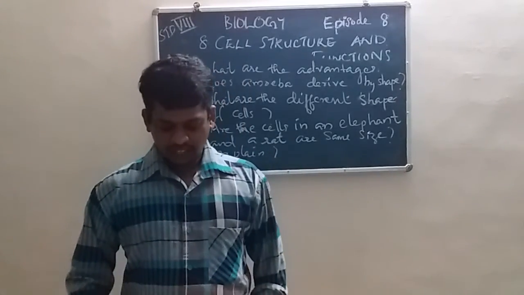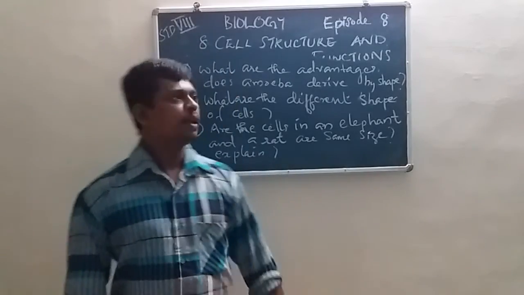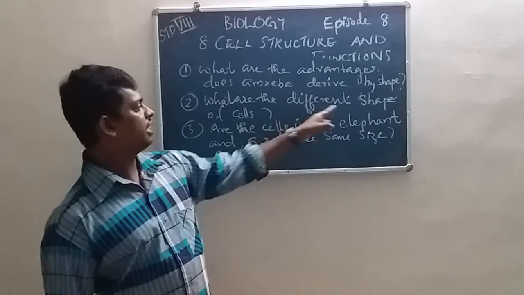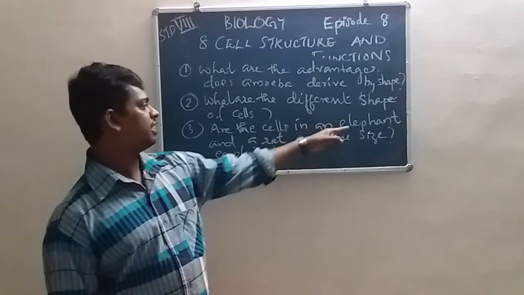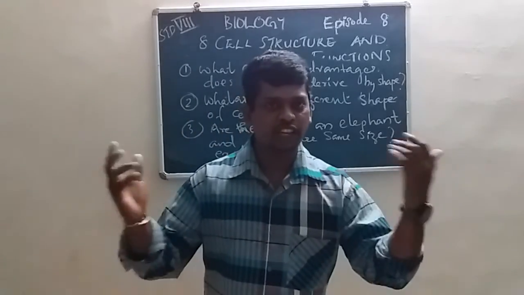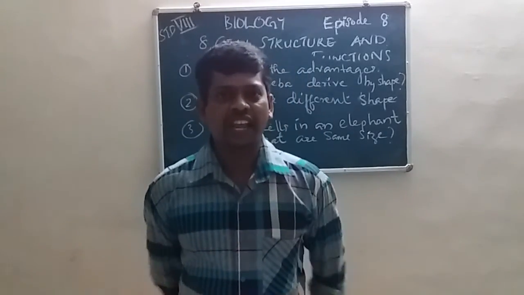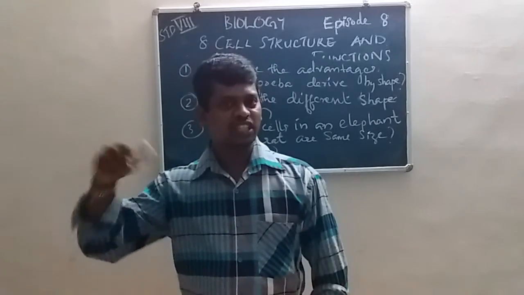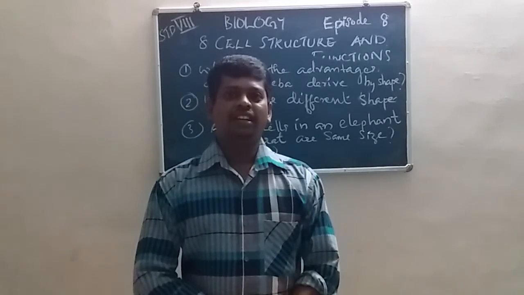Okay, students. What are the advantages that amoeba derives by its shape? What are the different shapes of cells? Are the cells in the elephant and the rat the same size? Explain. These are the three questions. You must write these questions and answers in your notebook, and we will discuss these questions and answers in the next class.